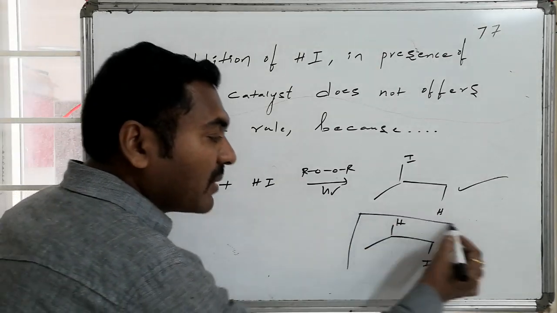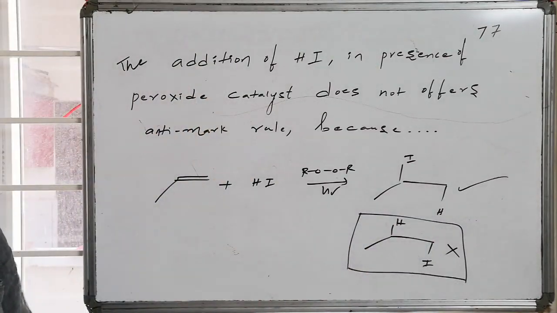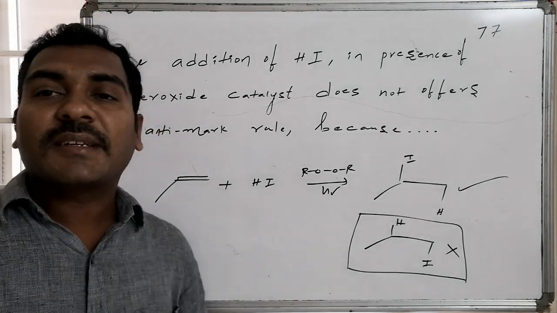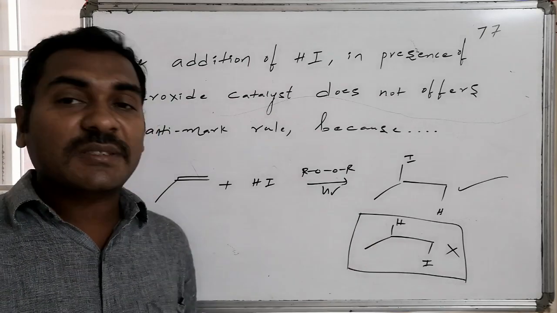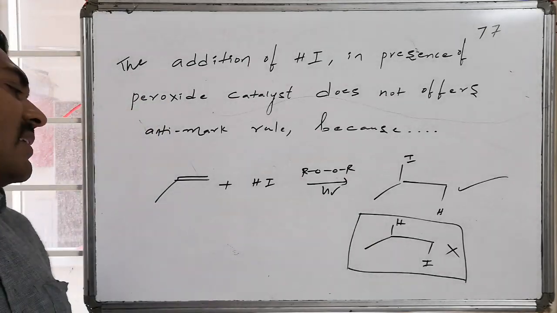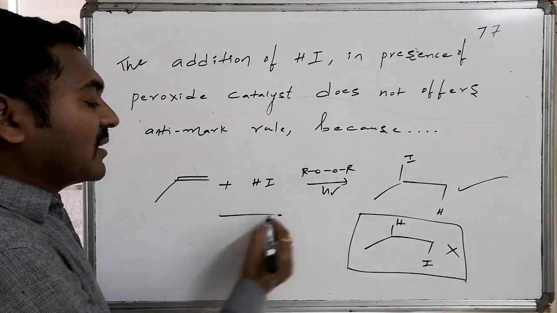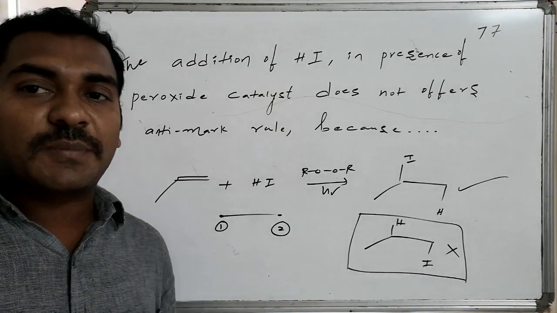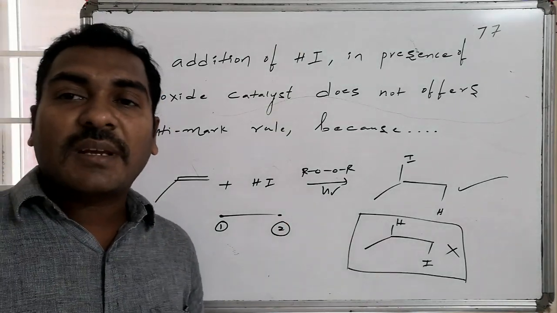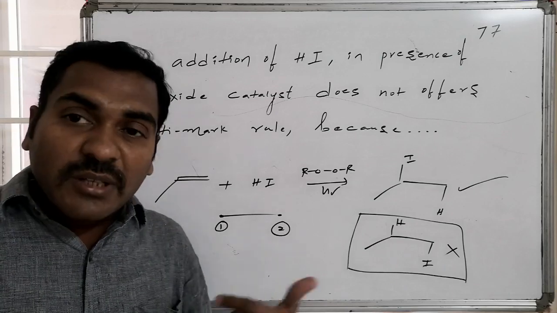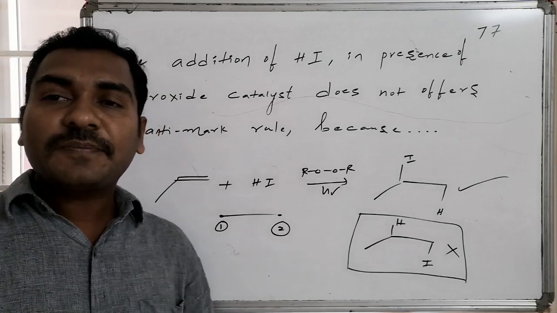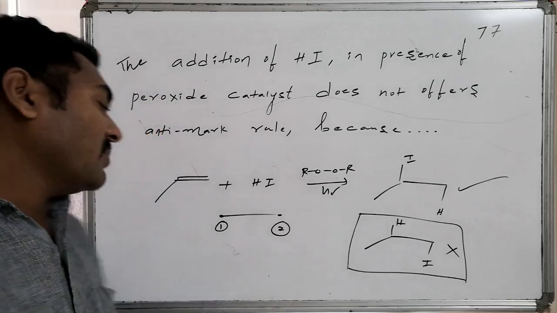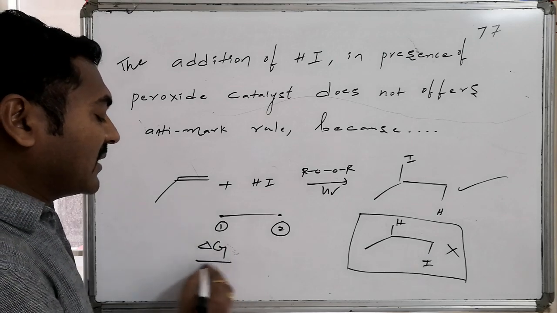What might be the reason behind not getting the anti-Markovnikov product when HI is added to unsymmetrical alkenes in the presence of peroxides, that is, in the presence of radical initiators? Here there are two specific ways to state the reason. Number one: out of the two steps explained previously, one of them is exothermic and the other is endothermic. Endothermic dominates, delta G becomes positive, so it becomes non-spontaneous, it does not occur. This is one with respect to the delta G version.